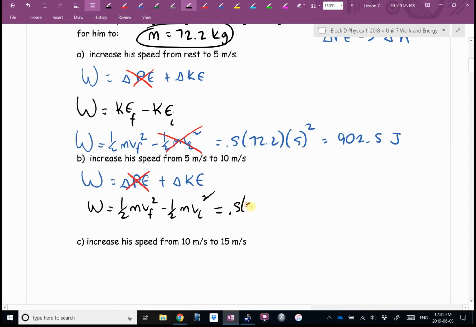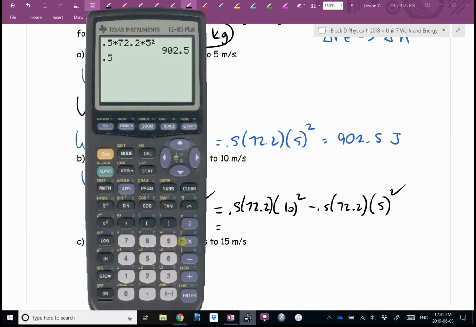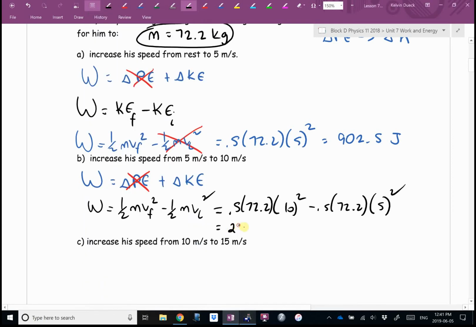It's going to be 0.5 times 72.2 times 10 squared minus 0.5 times 72.2 times 5 squared. What do you get? You get 2707.5 joules.